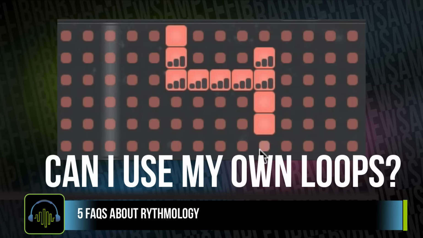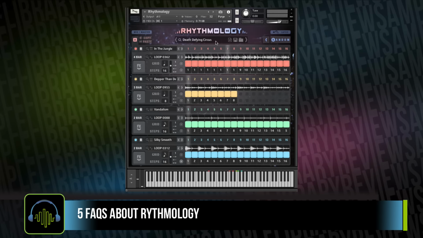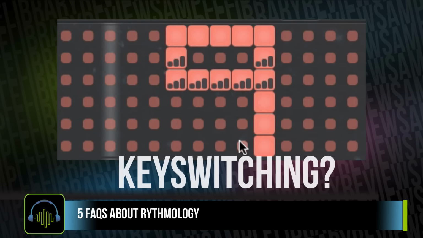Number 4, can I use my own loops? No, unfortunately, you cannot load your own loops into Rhythmology, and the reason being is because, like I had said before, these are extremely complex loops that have been sliced, assigned all kinds of different data and parameters. They're not just your average acid wave files.